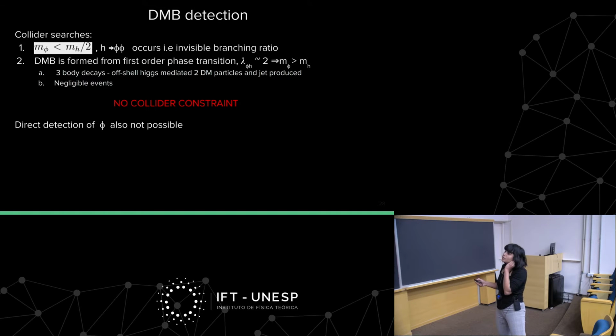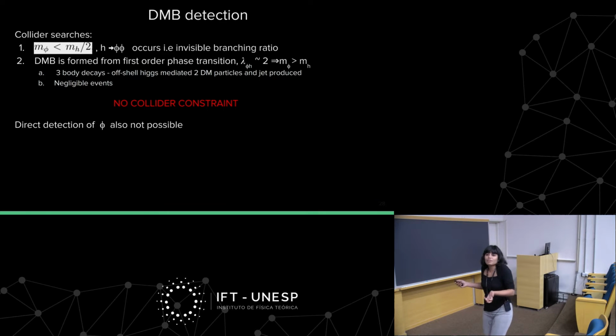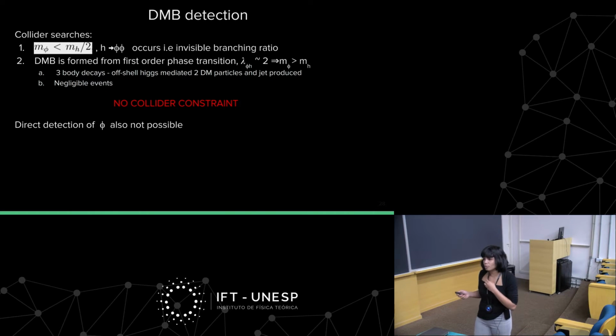And because we know that the dark matter balls we have here are formed from a first-order phase transition, you have a constraint on lambda_phi_h, and that ensures that m_phi is greater than m_h. You could have three-body decays, so you could have off-shell Higgs-mediated two dark matter particles, and a jet could be produced. But we made estimates, and we saw that you wouldn't really have any events for it, even at the current luminosity and energy. So you don't have any collider constraints. And the direct detection of the free phi particle is also not possible.